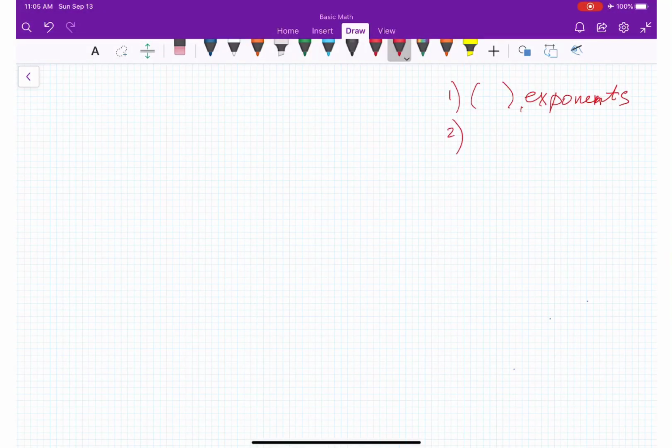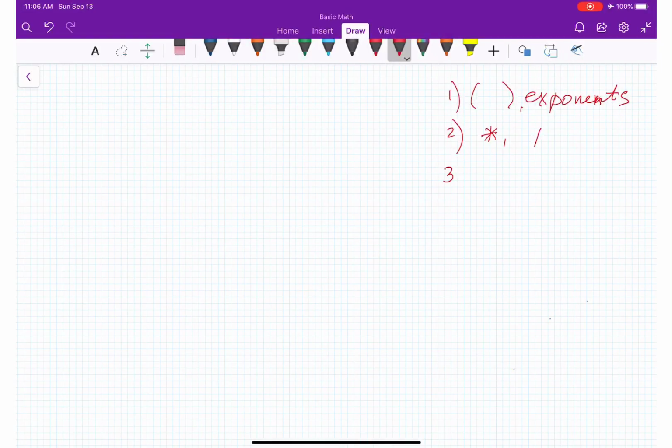Next, multiplication and division. Now, between multiplication and division, there is no preference, no competition. Whichever comes first, from left to right. If first comes multiplication, we do multiplication. If first comes division, we do division.